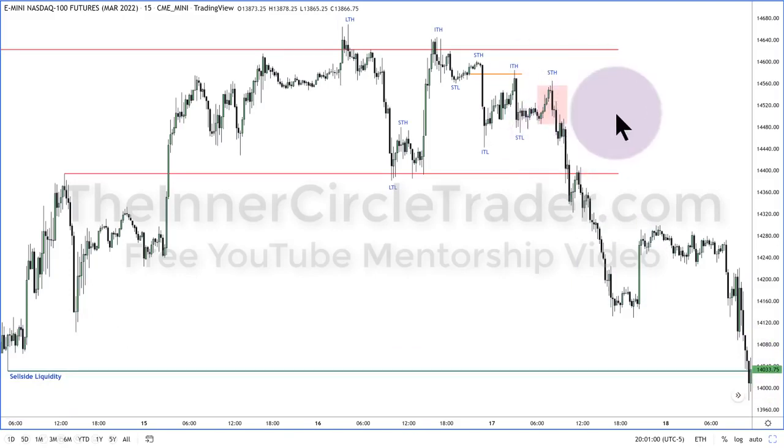But I want to take you into this price action right here. Before I zoom in, look closely. What do you see? Pause the video.